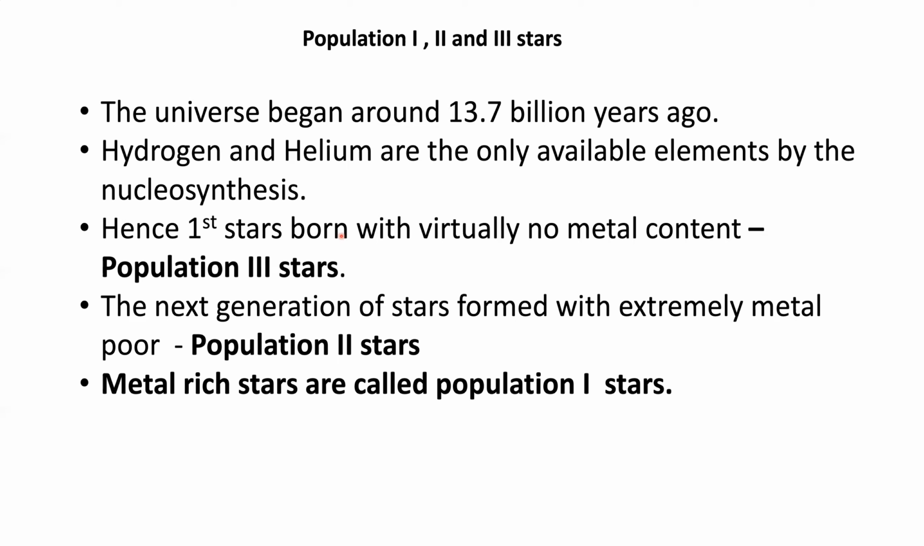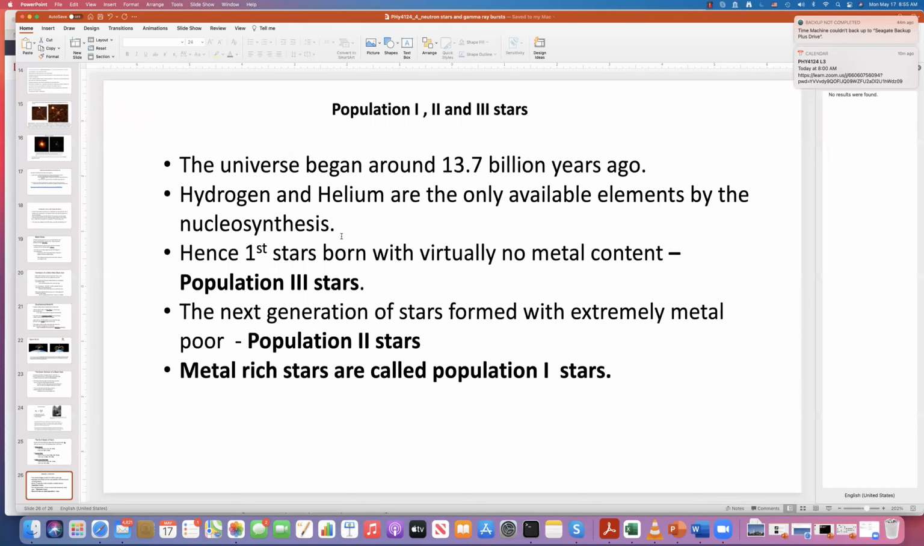Those types of stars are called population 2 stars, right? And the next generation after that is actually metal rich, because population 2 stars create more and more metals. So for the latest generation, you have more metals in the stars, which means they are called population 1 stars. That's how we normally categorize stars into these 3 generations, right? So that will finish our story about the stellar evolutionary process.